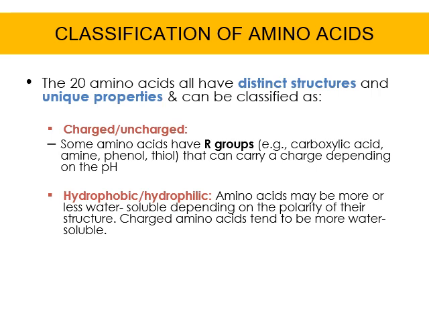As I mentioned, there are 20 different types of amino acids, and they have distinct structures and unique properties, but we can further classify them according to whether they are charged or uncharged. This depends on the functional groups of the amino acids, whether they have carboxylic acid, amine, phenol, or thiol, that can carry charge depending on the pH. We can also classify amino acids according to whether they are hydrophobic or hydrophilic. Amino acids may be less water-soluble depending on the polarity of their structure. Charged amino acids tend to be more water-soluble.